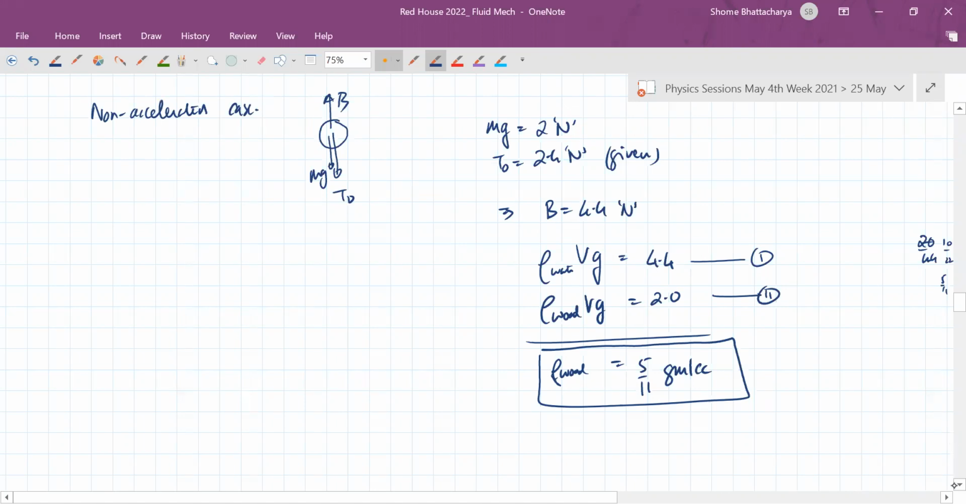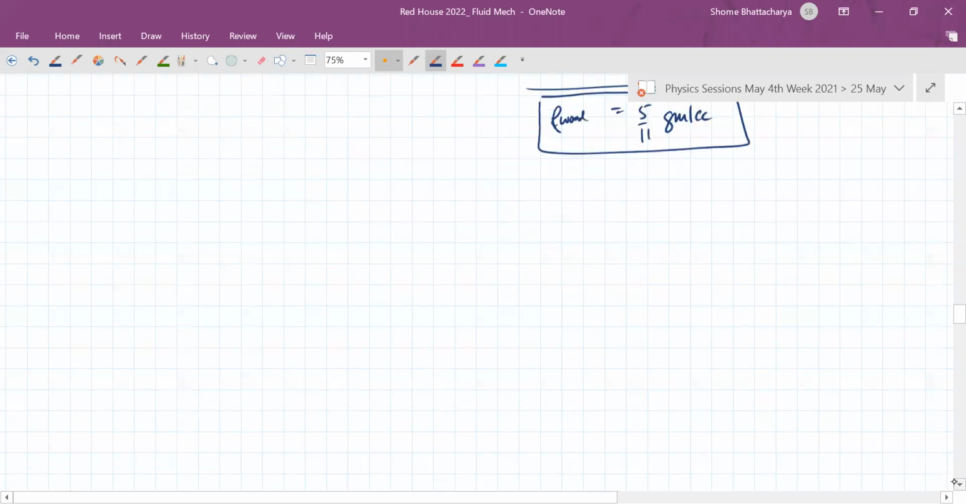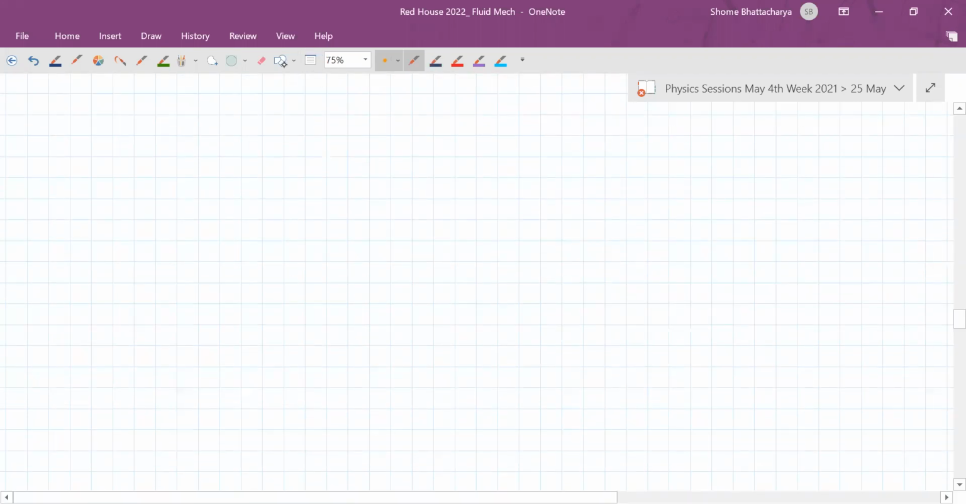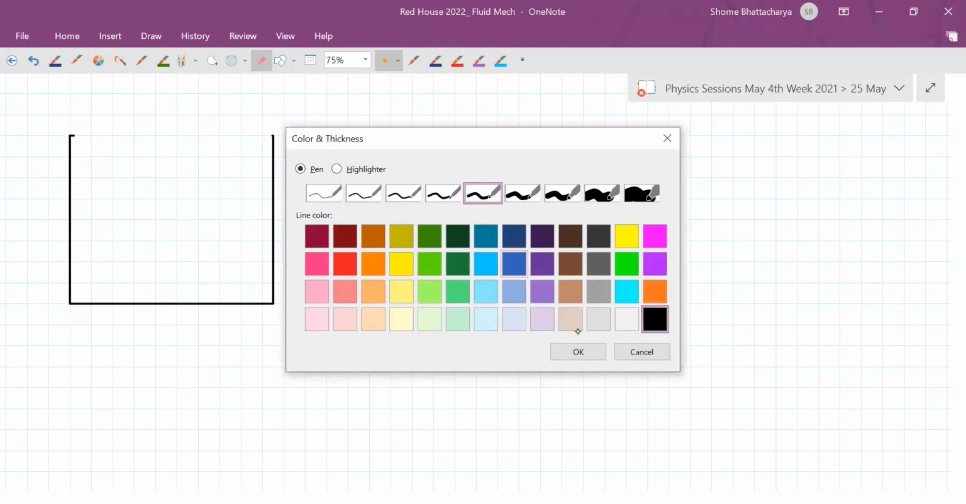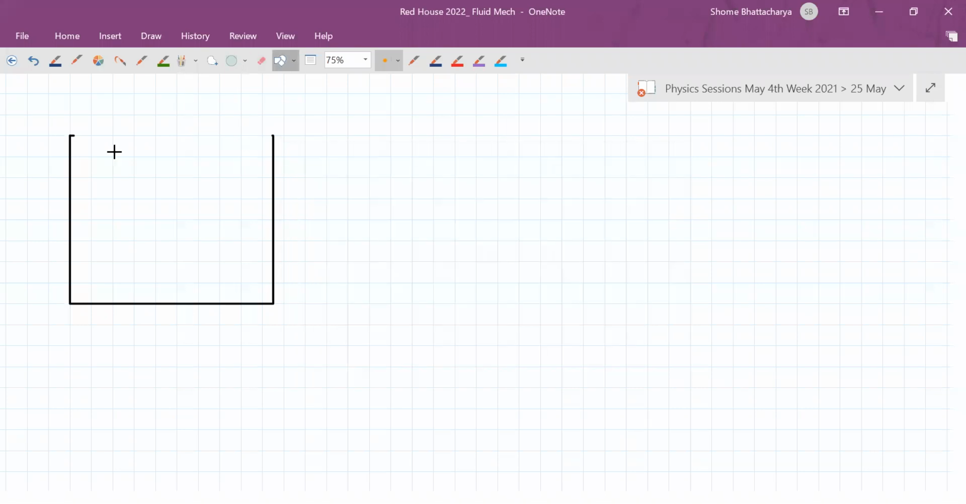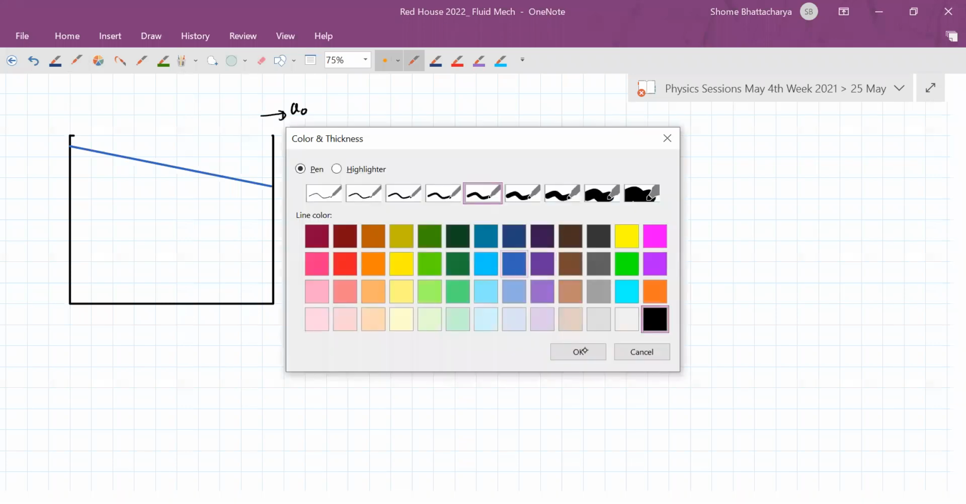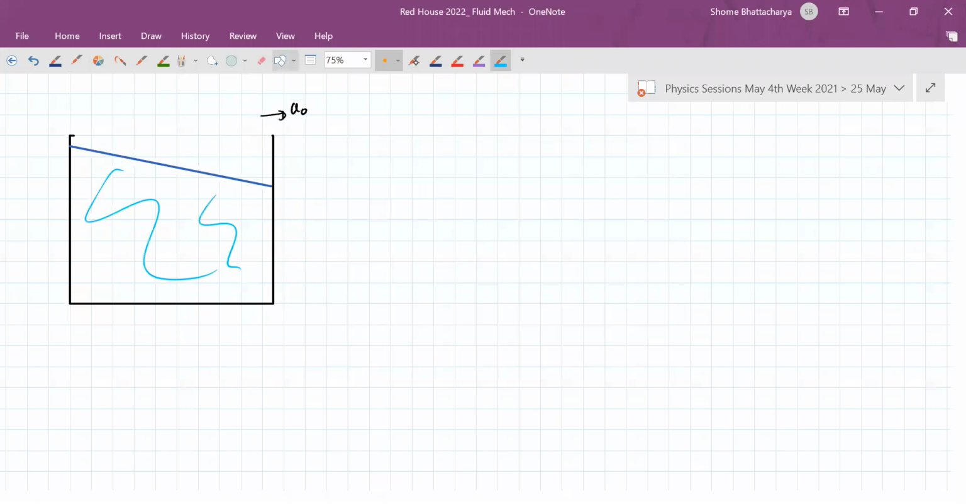Now next, the moment our tank is given the acceleration, the horizontal acceleration, and that too a pretty large horizontal acceleration, 3/4 of g. So we will understand that the liquid inside will take on this kind of a surface. But more importantly, because a naught is 7.5 meters per second square compared to g, which is 10 meters per second square, now we have a pretty strong horizontal pressure gradient.